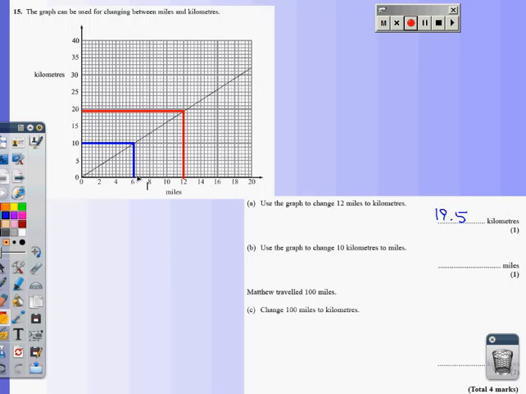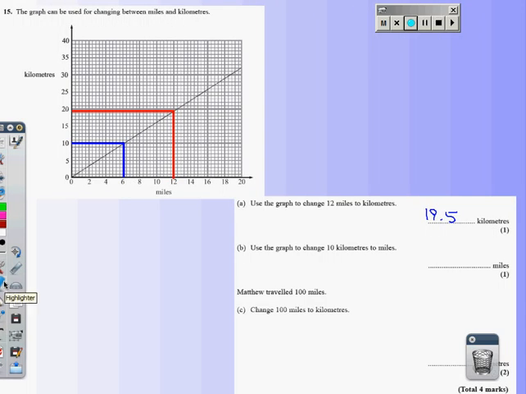If you ever run a 10 kilometre race, you'll know that it's just over 6 miles. You would get the marks if you put 6, but really we should put just a little bit more than 6. So if that's 6 and that's, well, that's 7 there, just more than 6, it's actually 6.2 miles. 6 miles would have been acceptable.